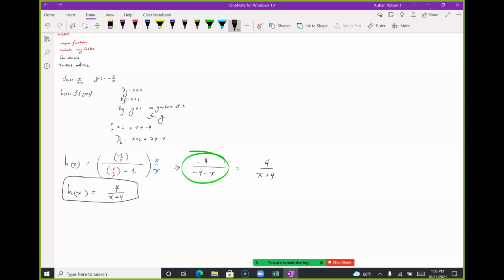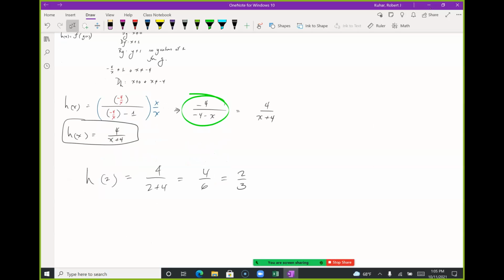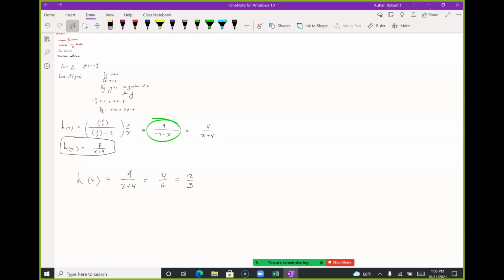All right, let's find h of 2. Shouldn't be a problem, right? Because it's in my domain. The only thing I can't find h of is h of 0 or h of negative 4, and I'll try both of those. So h of 2 is what? 4 over 2 plus 4? So 4 over 6, or 2/3. Okay?